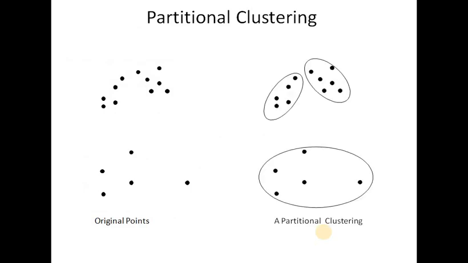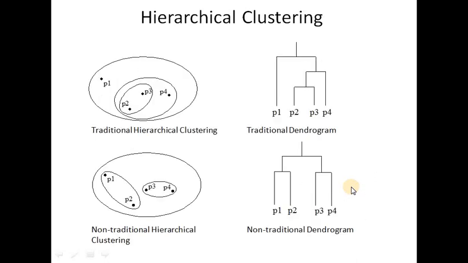We can segment all the data into areas. These are the original points, and after applying partitional clustering, this is the actual representation of partitional clustering. And then hierarchical clustering, this is the traditional hierarchical clustering. After that, the traditional dendrogram, that is hierarchical with P1, P2, P3, P4. You can see the representation of hierarchical clustering.